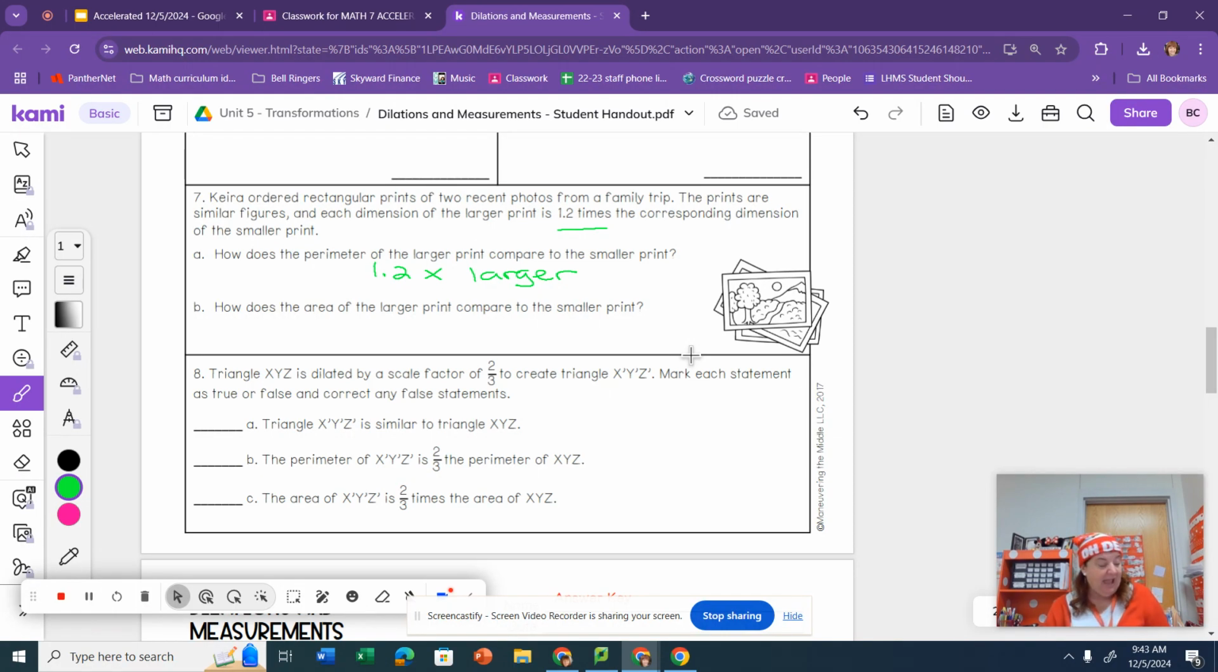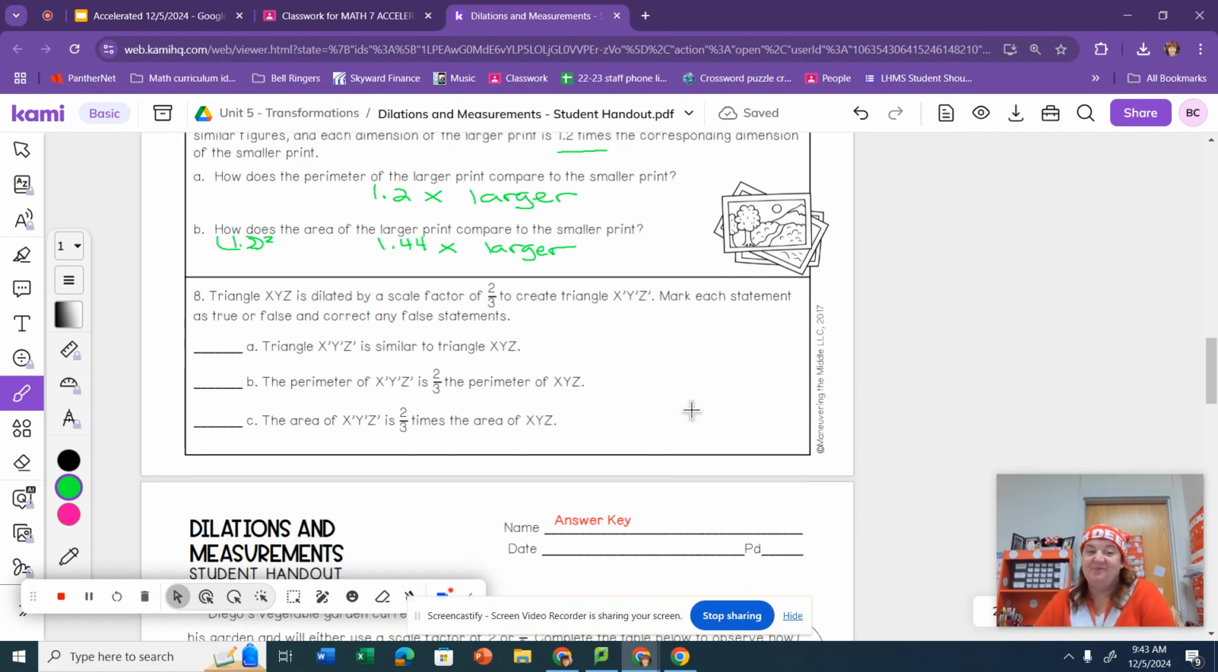Okay? But how does the area compare? Well, the area is going to be 1.44 because it's 1.2 squared. So it's 1.44 times larger than the smaller one.